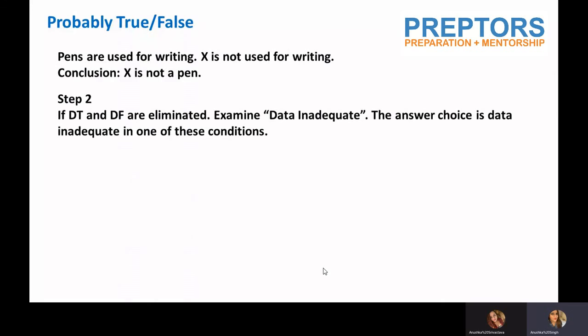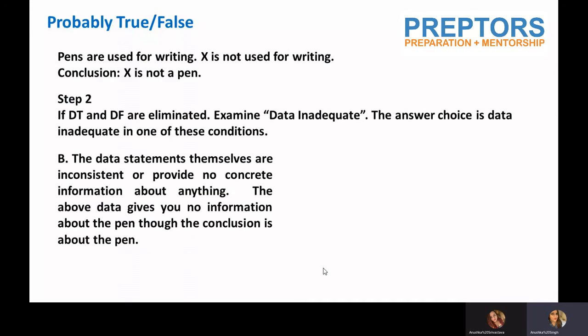So now I'm examining data inadequate. It says pens are used for writing, X is not used for writing, X is not a pen. It doesn't say only pens are used for writing, otherwise the answer would have been different. It doesn't say all pens are used for writing, few pens are used for writing, or some pens are used for writing. So it does not give me any consistent relationship or information about the pen. So the data statements themselves are inconsistent or they provide no concrete information about anything. The above data gives me no information about the pen, but as you see, the conclusion is about the pen, right? So my above example becomes an example of data inadequate.